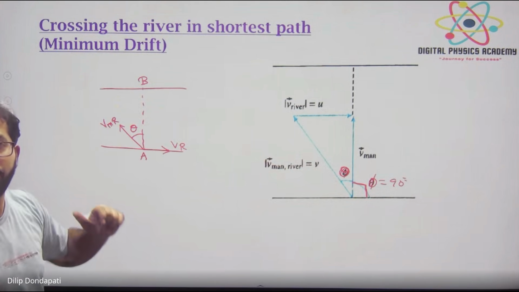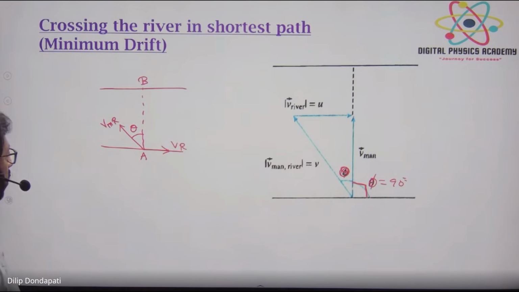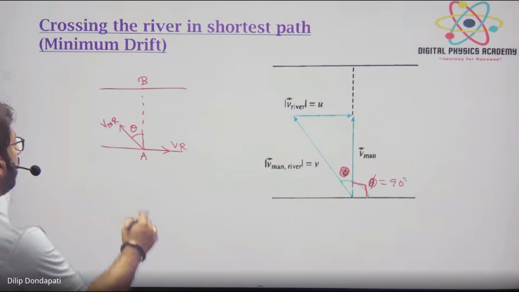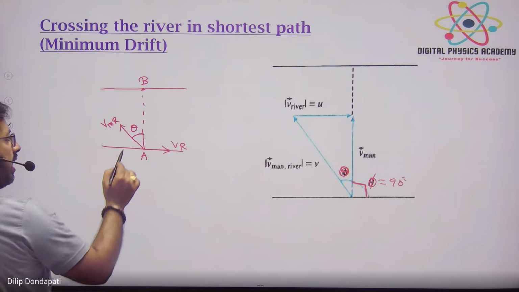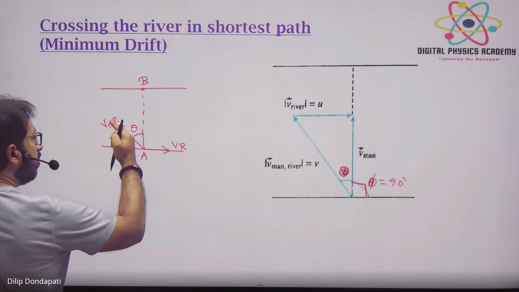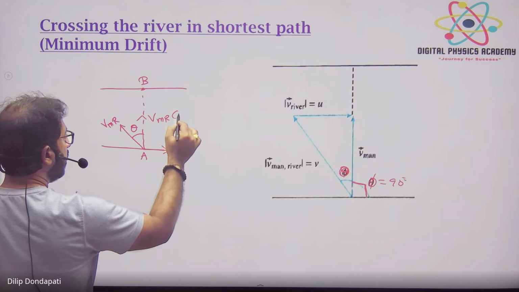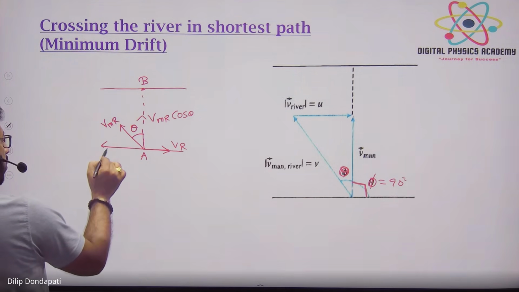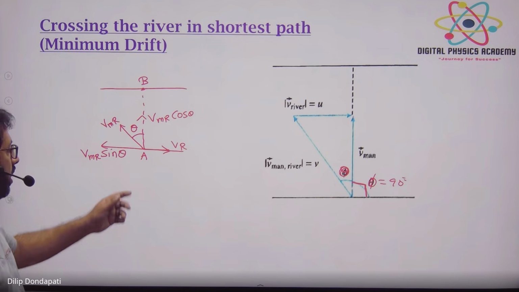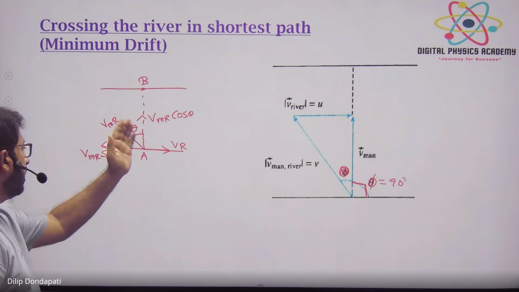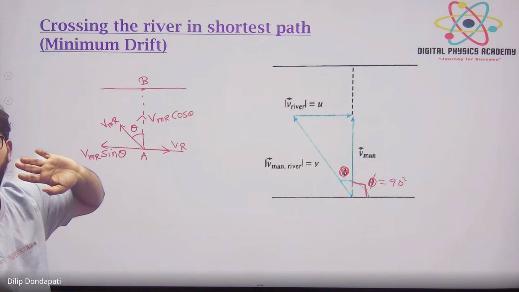At what angle is he going? Okay, how to find that angle? You tell me. I will tell one condition: to reach exactly the point B, at what angle should he go? Take the components. What is the component here? V_MR cos theta, and in this direction V_MR sin theta. So when this component of velocity is equal to this component, then only he will reach exactly here. Understand that.